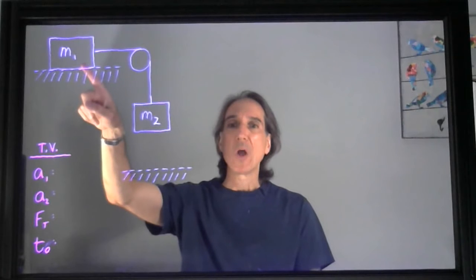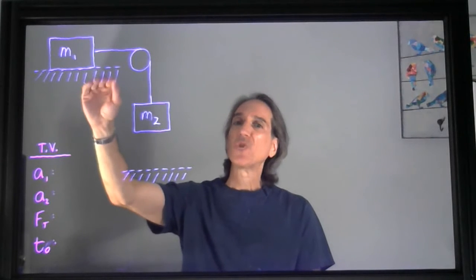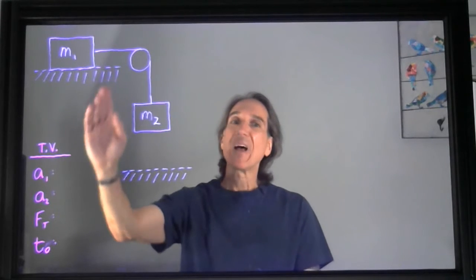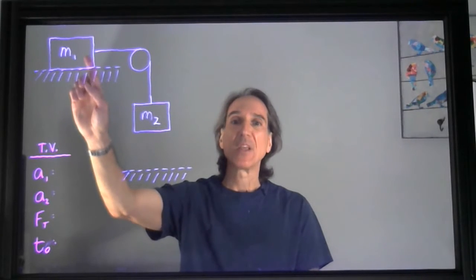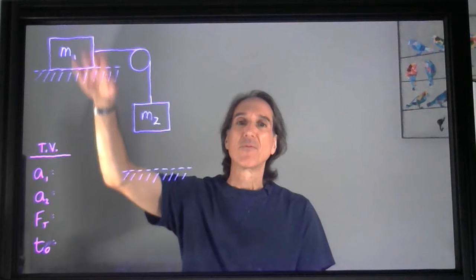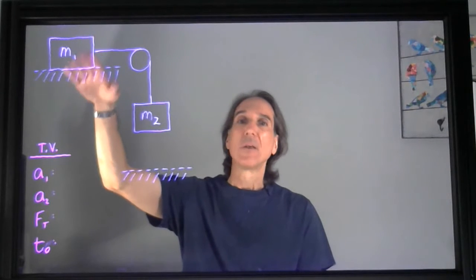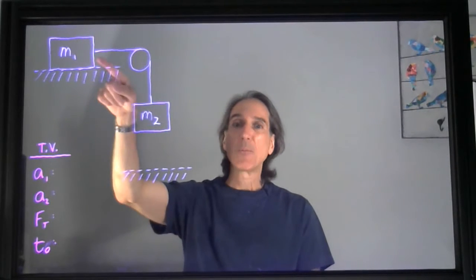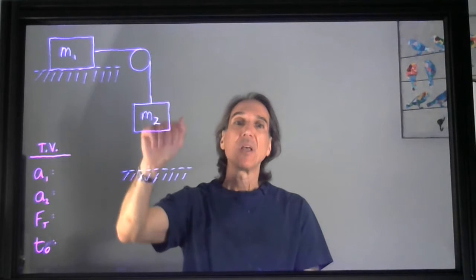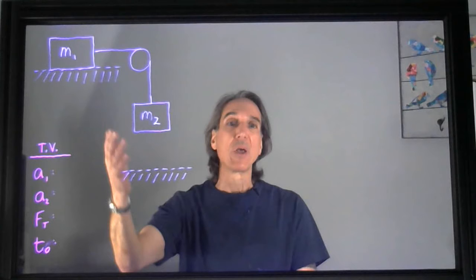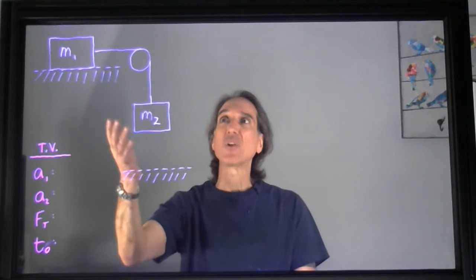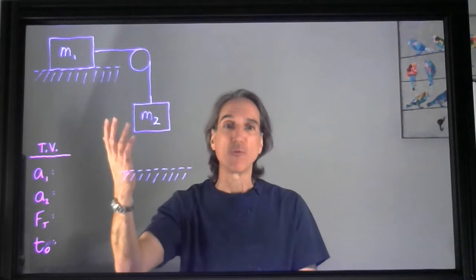We'll start with M1. M1 rests on a surface which supplies an opposing normal force counteracting gravity. There is no vertical motion for body M1. The cable is massless. That means the mass is zero. So the external force on the cable is zero. Force is equal to mass times acceleration. If you have zero mass, you have zero force.